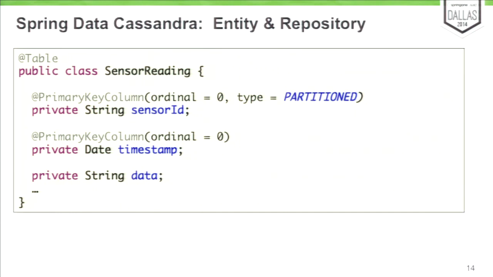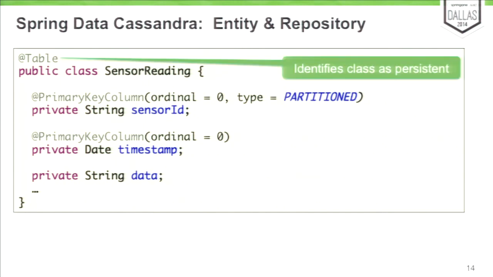So this is a sample when you actually write your POJOs. Most of the examples in Cassandra use sensors as their problem domain, so I chose to do the same thing. Just as you might expect, JPA uses entity. Spring Data Mongo uses document. Well, Cassandra is a table-oriented data store, so we use table. Notice it's just a POJO. There's nothing fancy about it, nothing up my sleeve. The table annotation identifies the class as persistent.